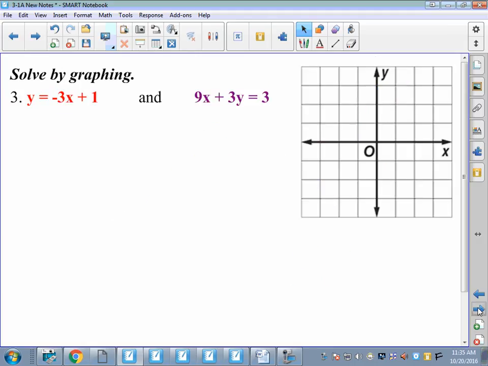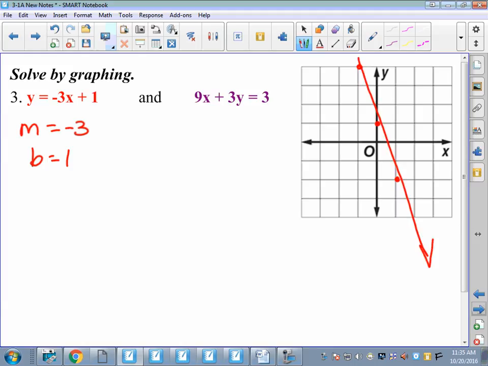My red graph is already in slope-intercept form. My slope is -3, and my y-intercept is +1. So I'm going to start at 1 on the y-axis, and then my slope is down 3, 1 to the right, or up 3, 1 to the left. So here's my red equation's graph.